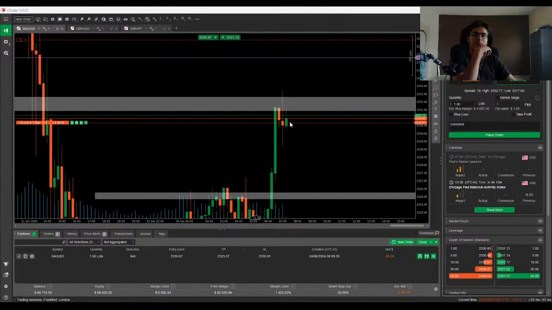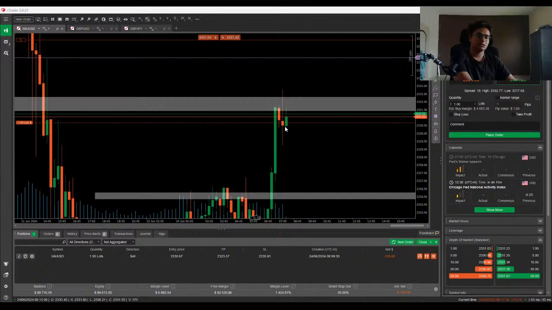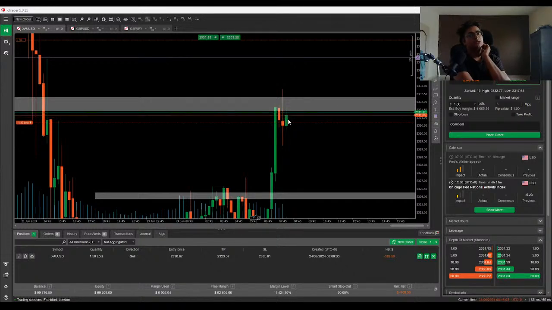Guys, it has rejected, but we need to see if at least that candle flips bearish. That will count as a rejection. We cannot see price go up and just come back down. That is not a rejection. So still waiting at this point.